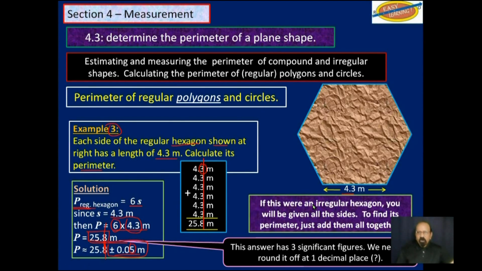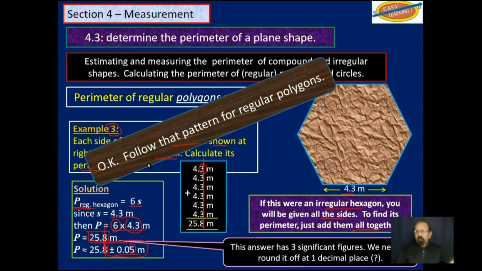Now, if this were an irregular hexagon, you would be given all the sides. To find the perimeter, just add them all together. And you follow this pattern for all regular polygons.